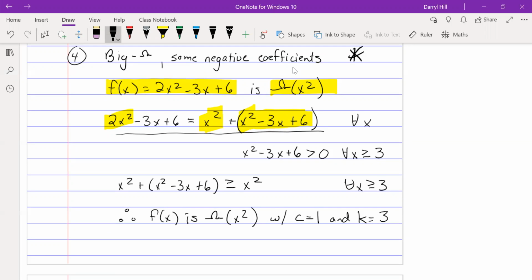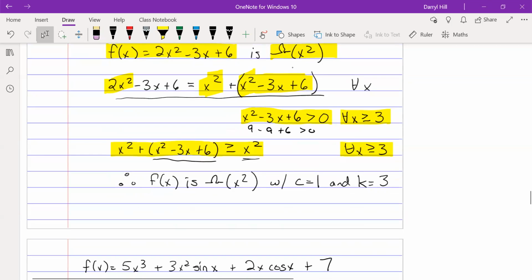And what I want is for this positive x squared to cancel out my negative 3x term. So I want to look at when that happens. This is greater than 0 for all x greater than or equal to 3. 3 works. A lot of other numbers work as well. I could take 4, 5, 6, 10. But when x is equal to 3, I get 9 minus 9 plus 6, which is greater than 0, which is true. So then I could say x squared plus this term is greater than or equal to x squared for all x greater than or equal to 3, because when x is greater than or equal to 3, this becomes positive. So x squared plus something positive is greater than or equal to x squared. So now I have my two constants. There's an implicit 1 here. So f of x is big omega of x squared with c equal to 1 and k equal to 3.